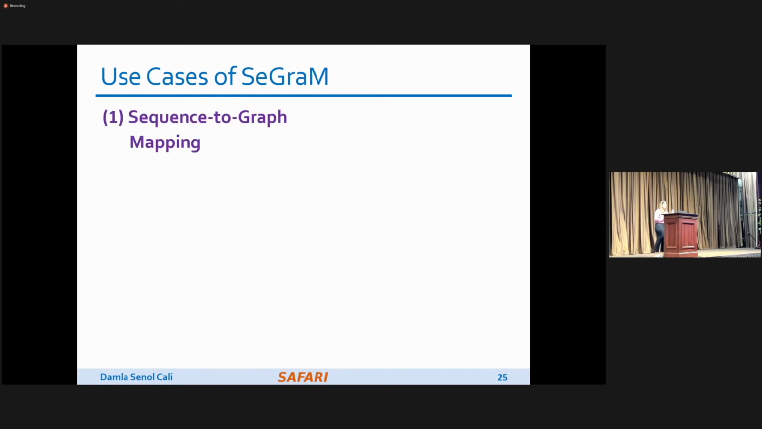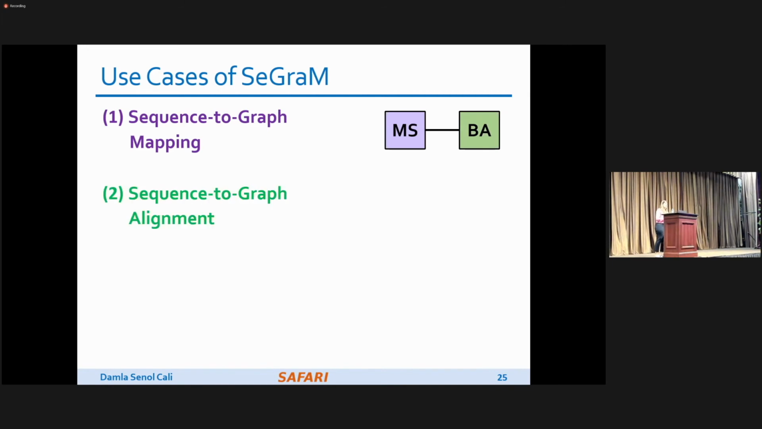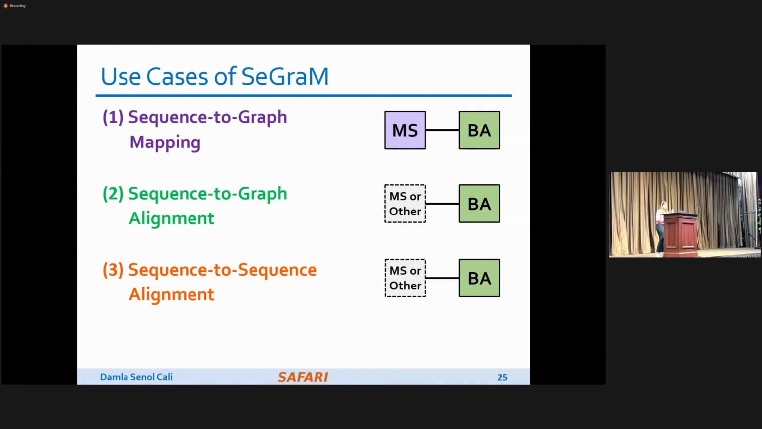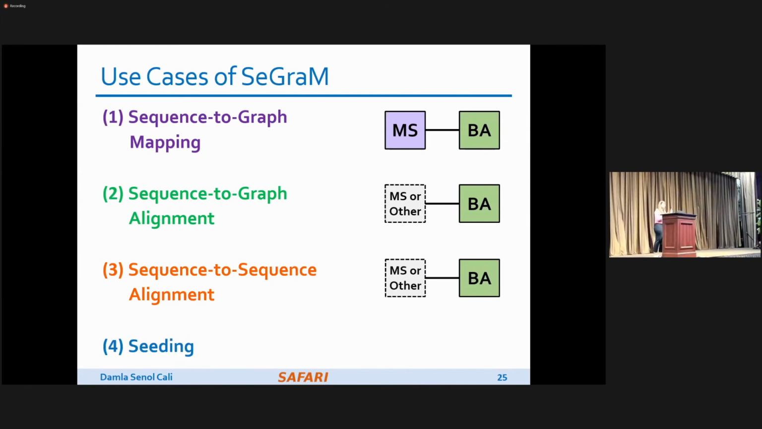So we describe 4 use cases of SIGRAM, and the first one is end-to-end mapping with SIGRAM, where we need to run MinSeed and bit-align together. Second, we can have sequence to graph alignment as our use case, where bit-align will be standalone, but it can be coupled with any seeding tool or accelerator. Similarly, we can use it for sequence to sequence alignment. And our 4th use case is seeding for both linear or graph-based mapping, where we will be running standalone MinSeed, but it can be coupled with any alignment tool or accelerator.